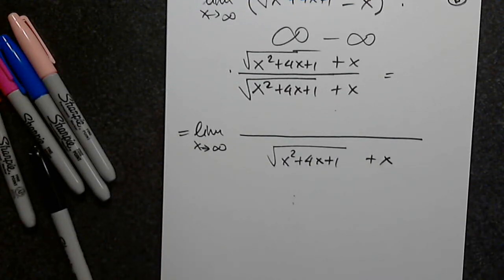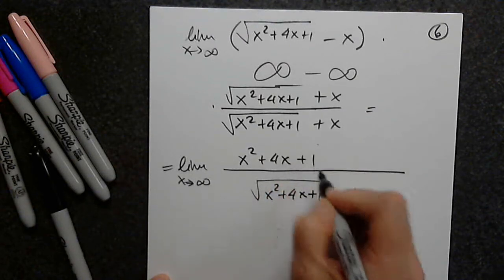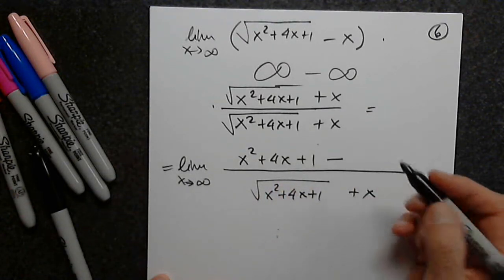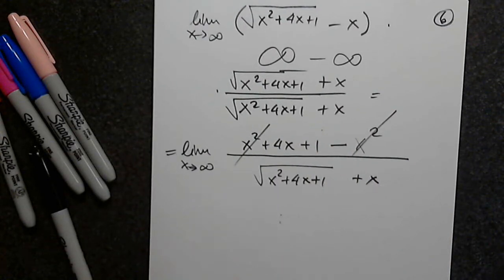And the numerator is x squared plus 4x plus 1 minus, very good, x squared. Very good.